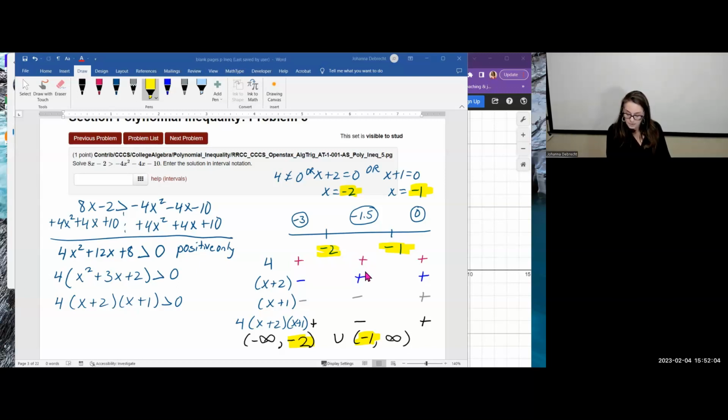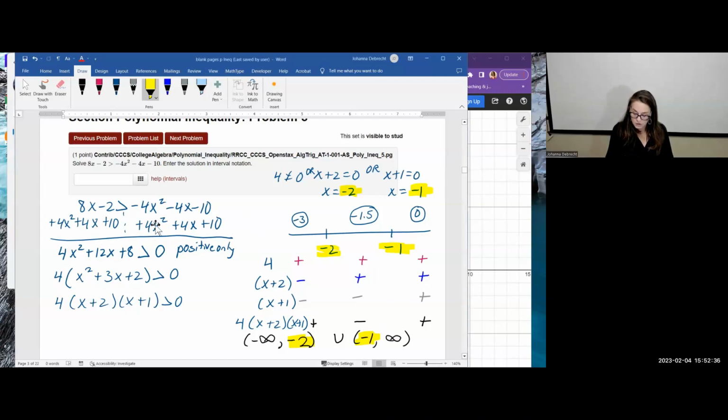Then we multiply positive times positive and negative, and that gives us a negative. That's not what we're looking for. We're looking for positive only. And then we have a positive times positive, which is positive. So again, from the point on the number line, negative 1 to the right, we have positive values. Don't include negative 1, it's 0 there. So this gives us negative infinity to negative 2, union negative 1 to infinity.